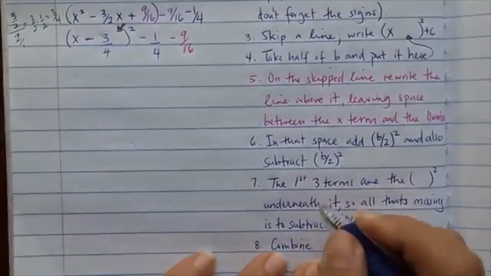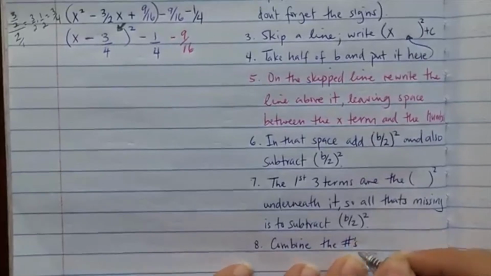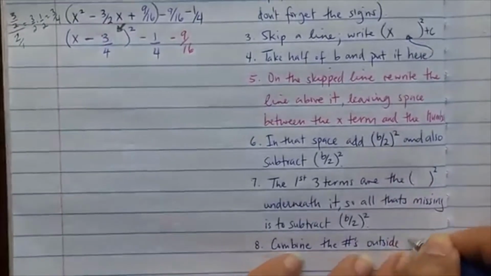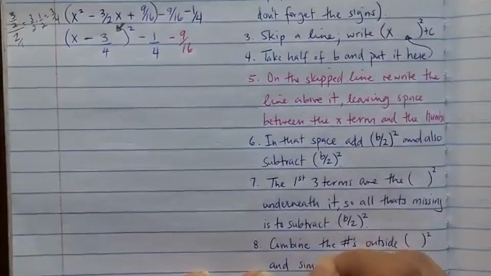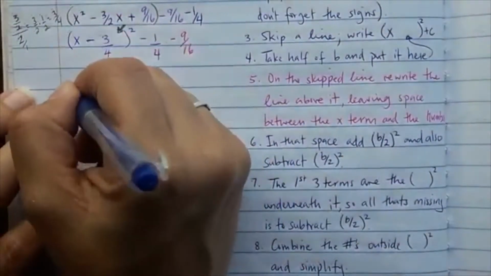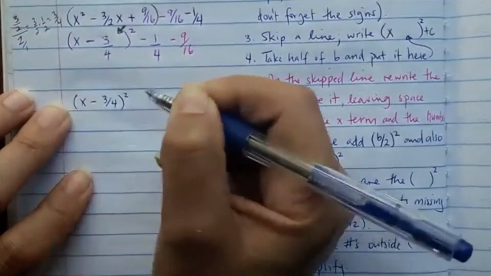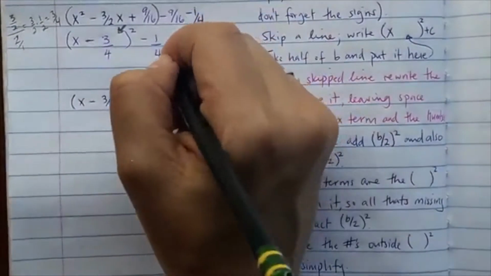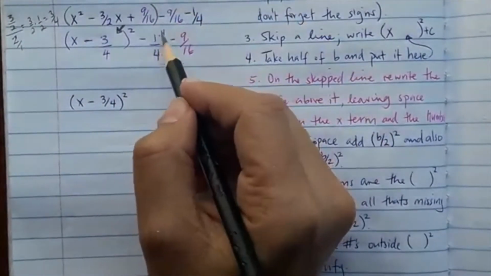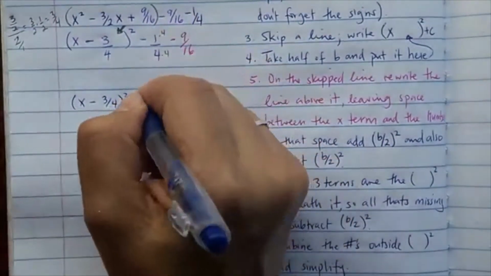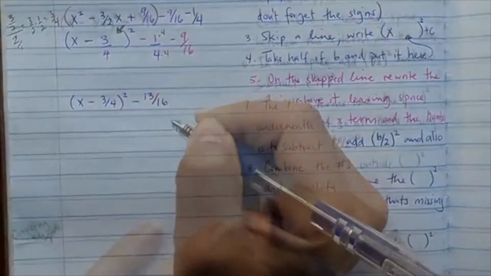So number 8, combine the numbers outside the parentheses squared and simplify. So combining them, you need to have the same denominators. So we're going to make that 16, so multiply top and bottom by 4. So now we have negative 4 minus 9, which is negative 13 over 16.